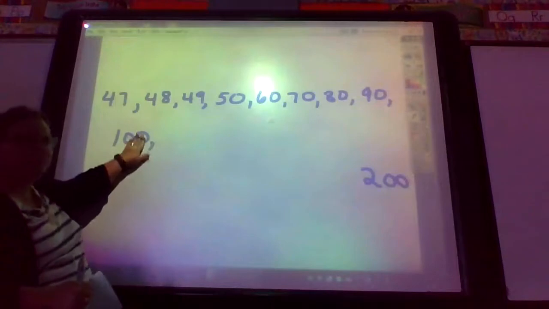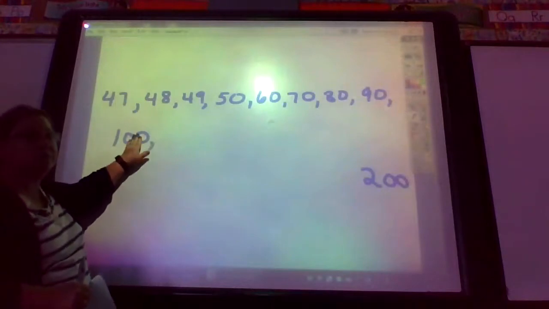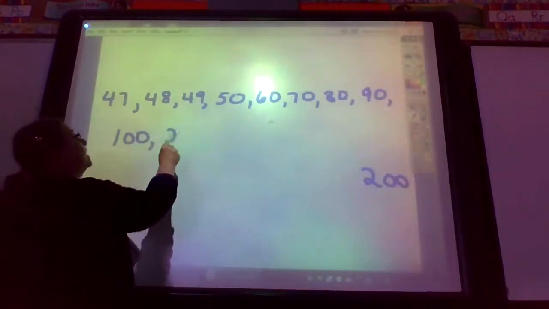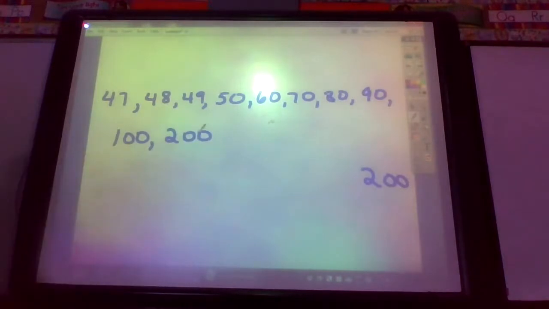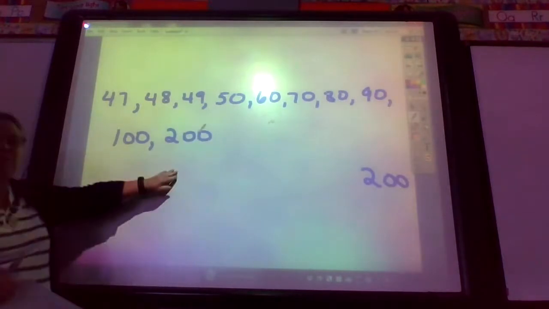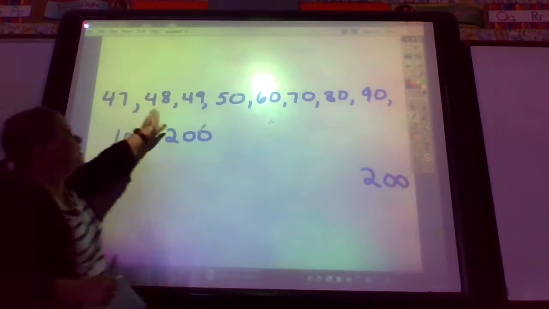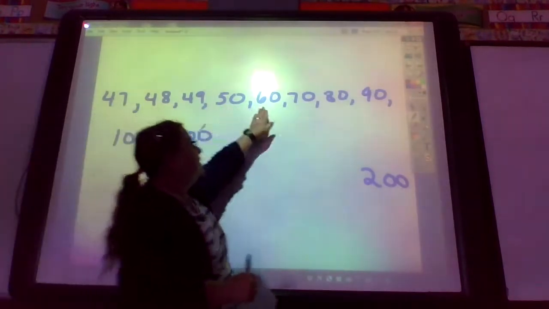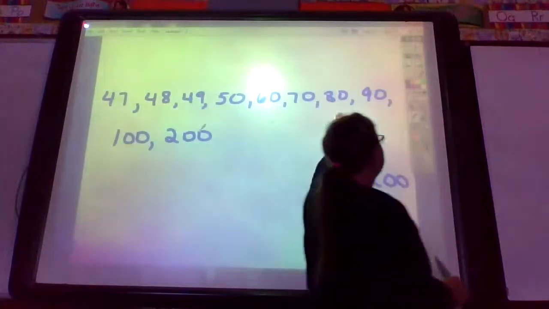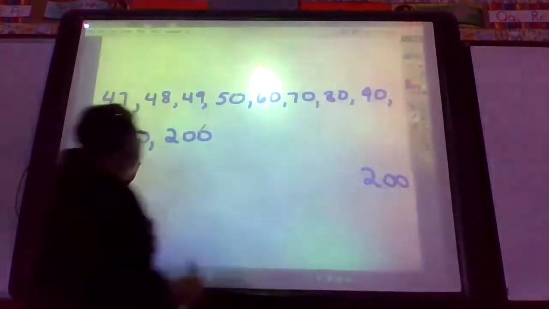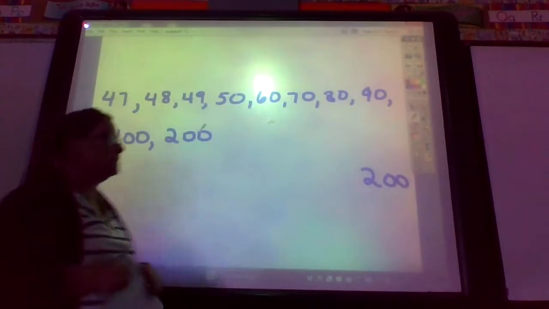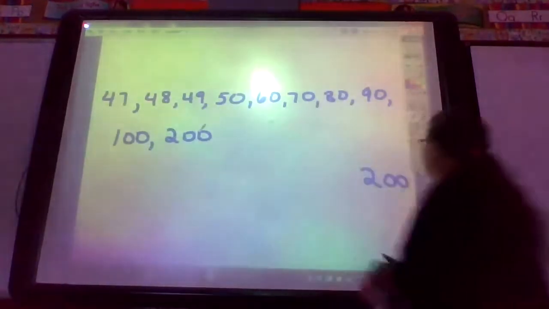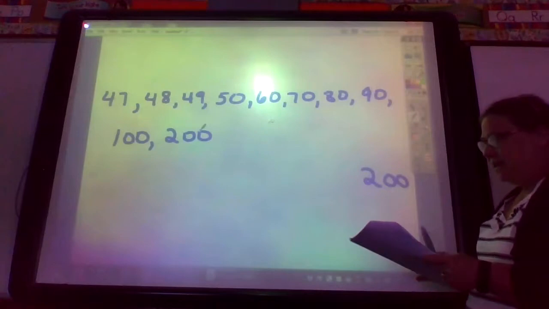Now that I have 2 zeros, one in the ones and one in the tens, now I can go up by 100. And I got to my 200. So I went from 47 to 200. 47, 48, 49, 50, 60, 70, 80, 90, 100, 200. Okay? I got to my 200. Everybody got that? Yeah.